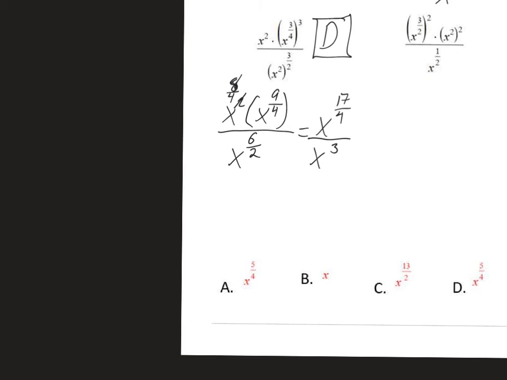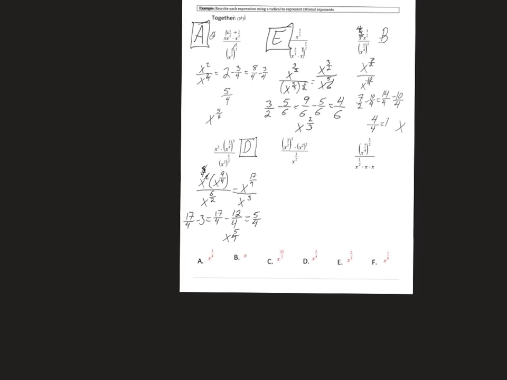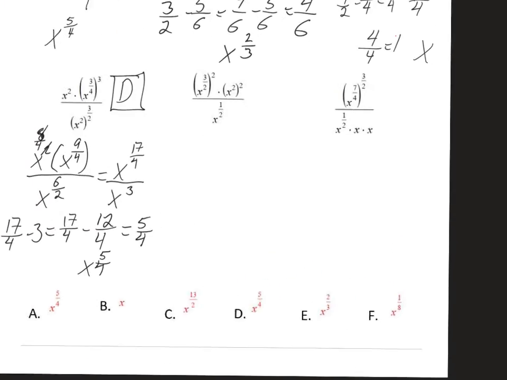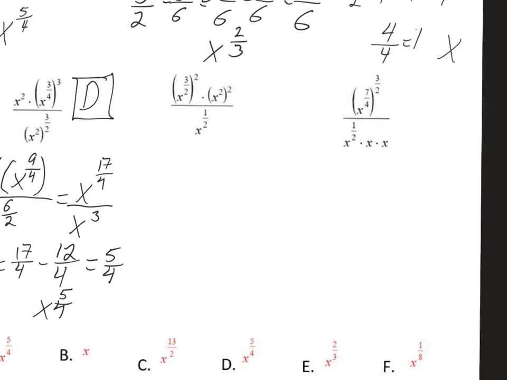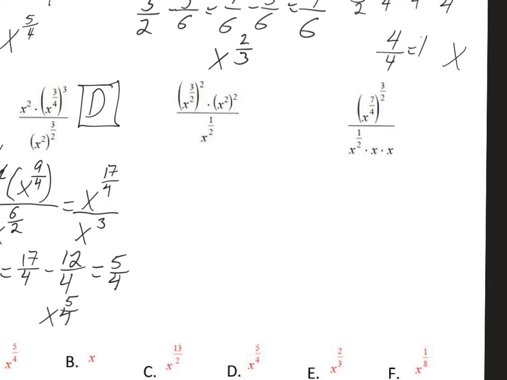Now we just have to subtract. So we have 17 over 4 minus 3. I'm going to change that 3 to where it's going to have a number over 4. So we have 17 over 4 minus 3 times 4 is 12. 17 minus 12 is 5 over 4. So we have x to the 5 over 4. I guess that there were two of them. You could have switched A and D. That's fine. It doesn't matter. The next, go ahead and try that one out.